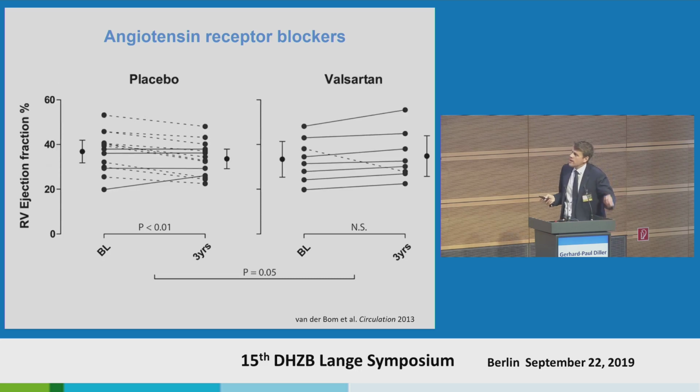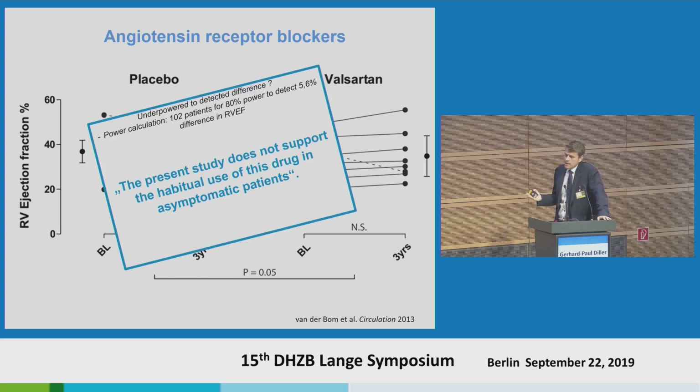But if you look at the change in right ventricular ejection fraction, there was little evidence of an improvement. So one conclusion of this study could be that the study does not support the habitual use of ACE inhibitors or ARBs in patients with a systemic right ventricle, especially in the asymptomatic ones.